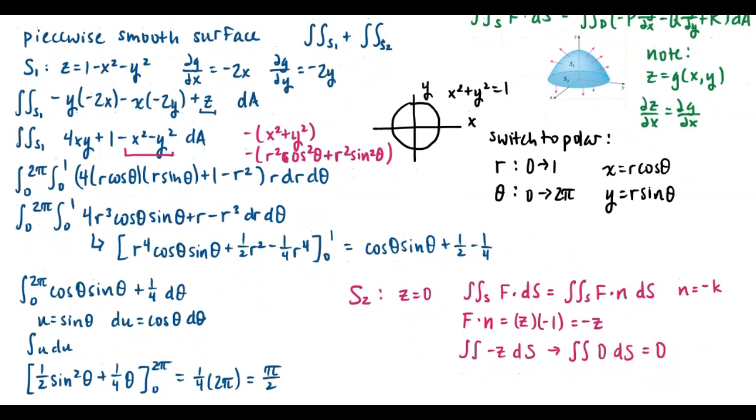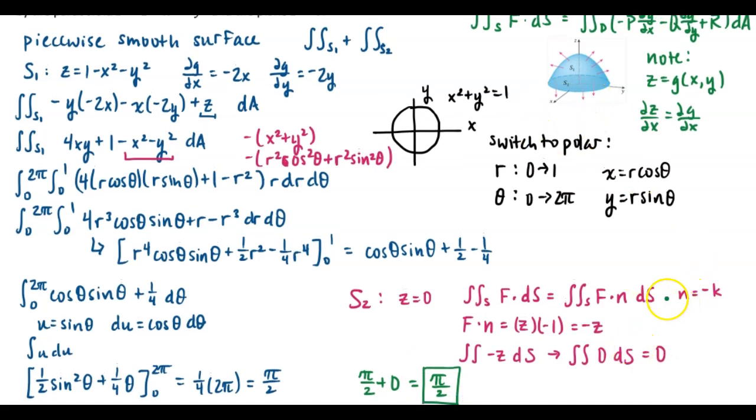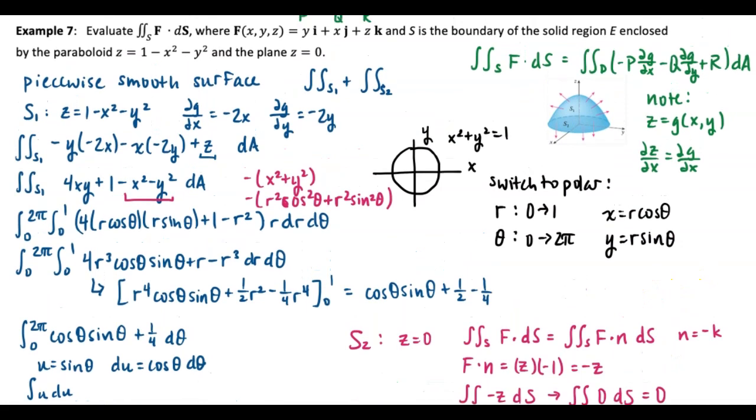And so finally, for our final answer, we are just adding pi over 2 and 0, which is obviously just going to be pi over 2. And so this is our surface integral of that entire surface. All right, and that is it for surface integrals, which in my opinion are probably one of the most difficult concepts in this course.